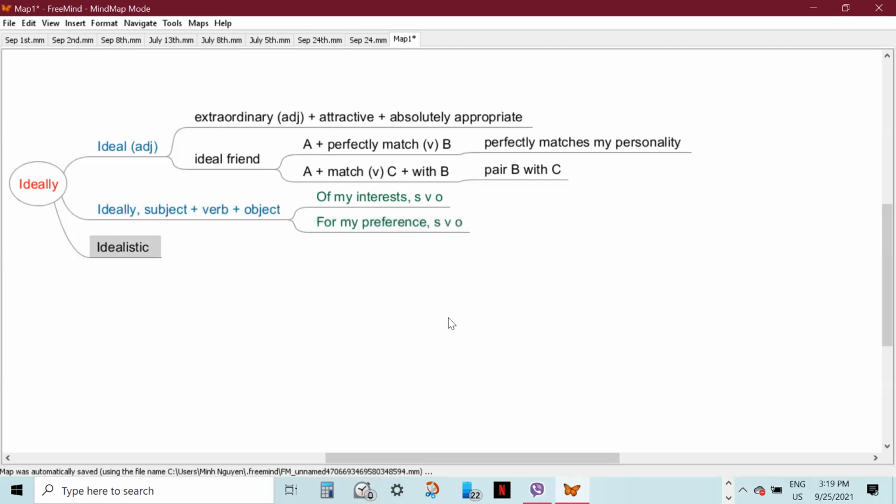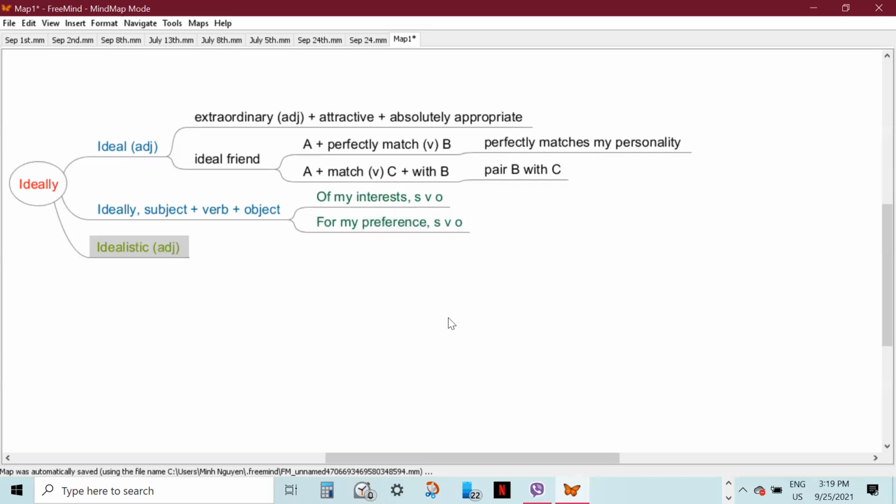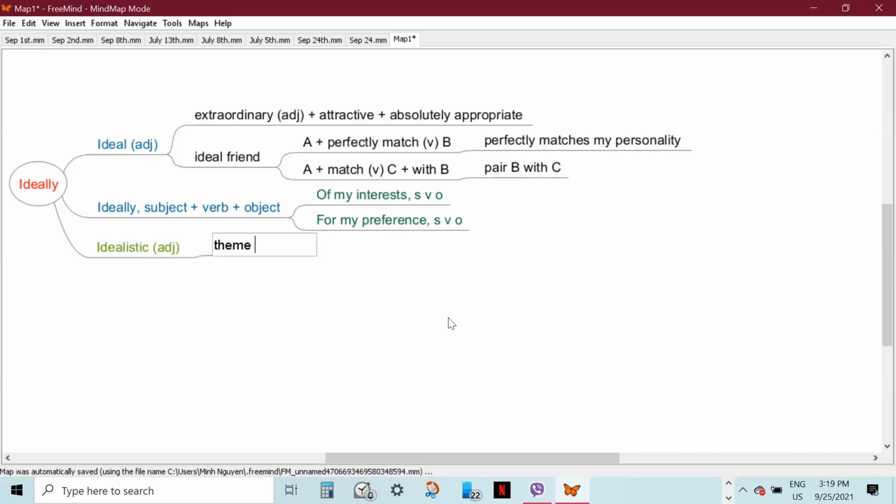Third of all, we have a word like "idealistic." Idealistic, somehow it is much more about the theme. For example, every word has a theme. So in the English speaking environment, we have a theme.